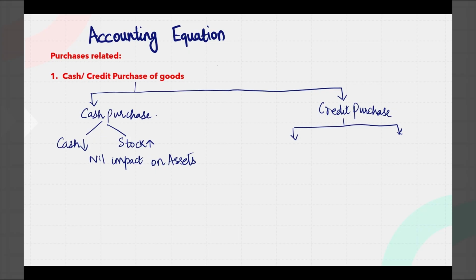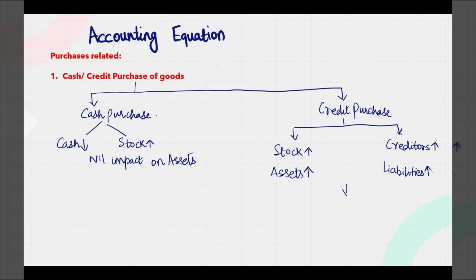Whereas when it comes to credit purchase, what happens? There is an increase in stock and there is an increase in the creditors. So assets, one side of the equation, are increasing, and creditors, which is liabilities, the other side of the equation, is also increasing. Once again, the equation will tally, because the change in the asset side is equal to the cumulative change of the equity and liabilities. So the accounting equation will tally.